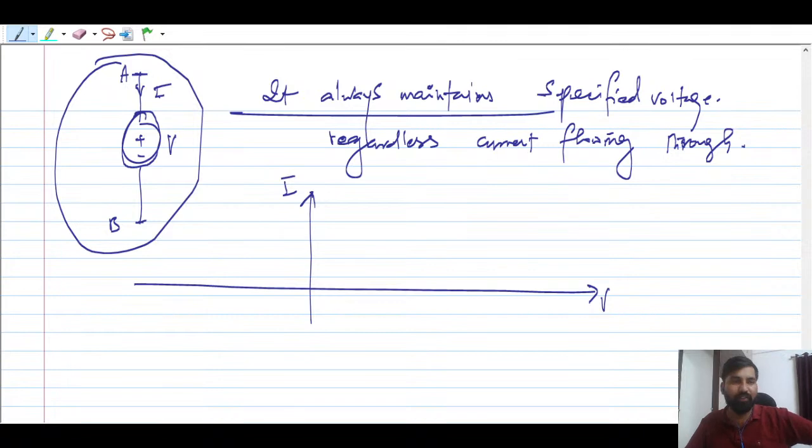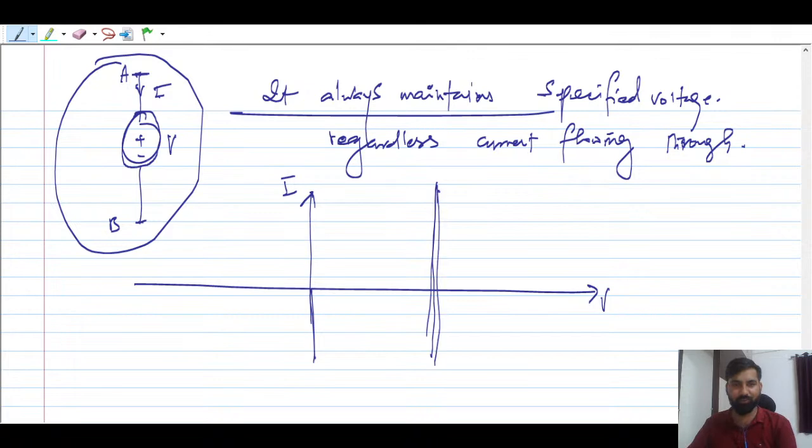So we know that this is your ideal voltage source. Ideal voltage source says that whatever current flows through this, we don't know what is the current flowing through this. It can be very high, whatever. So I is going to be whatever, right? So this voltage is going to be constant always. Remember, this voltage is constant.